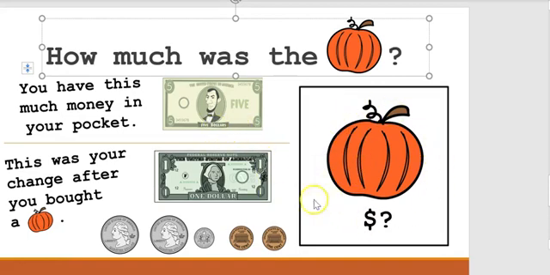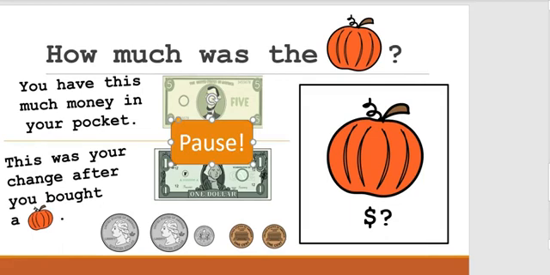We've already known how much the object is in all of our previous problems, and here we have no idea. What we do know is how much money we had to start and how much money we had when our purchase was made. So take a moment and pause and try to figure out how much the pumpkin cost. No, seriously, I need you to pause and try to figure it out, knowing that we'll go over it together in just a moment.